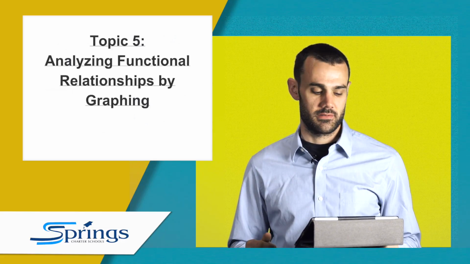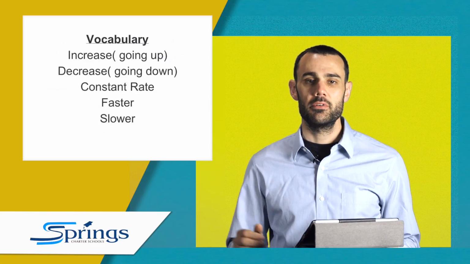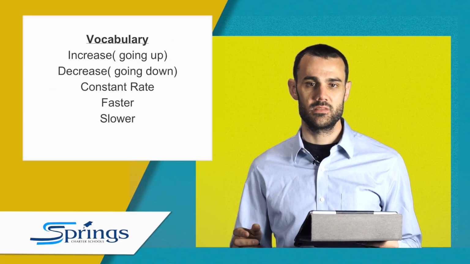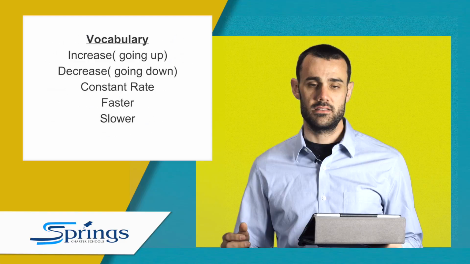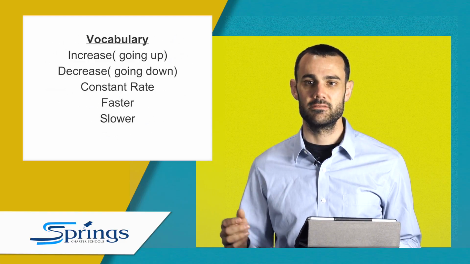Topic 5 from this chapter, analyzing functional relationships by graphing. A couple of key vocabulary words we want to cover in this section. The word increase means going up, decrease means going down, the phrase constant rate, and we can even use the terms faster and slower to help us describe or analyze a function on a graph.